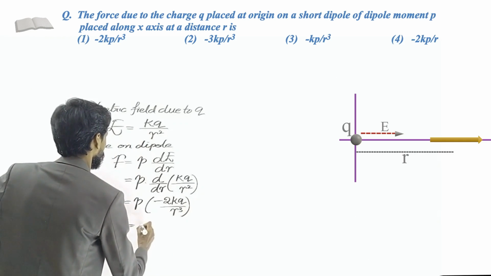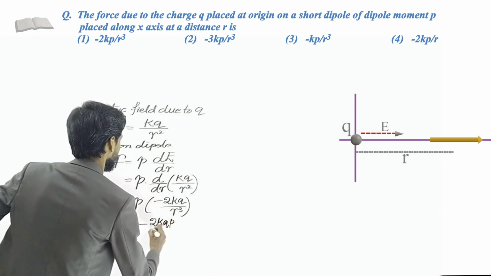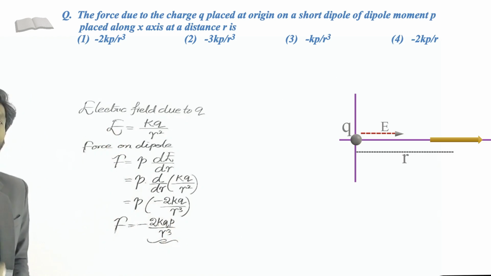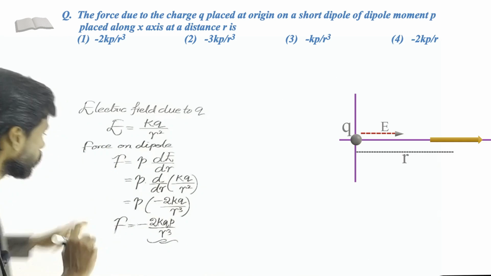So the force equals minus 2kqp divided by r cube. That is the force due to the charge q on the dipole. So that is the answer.